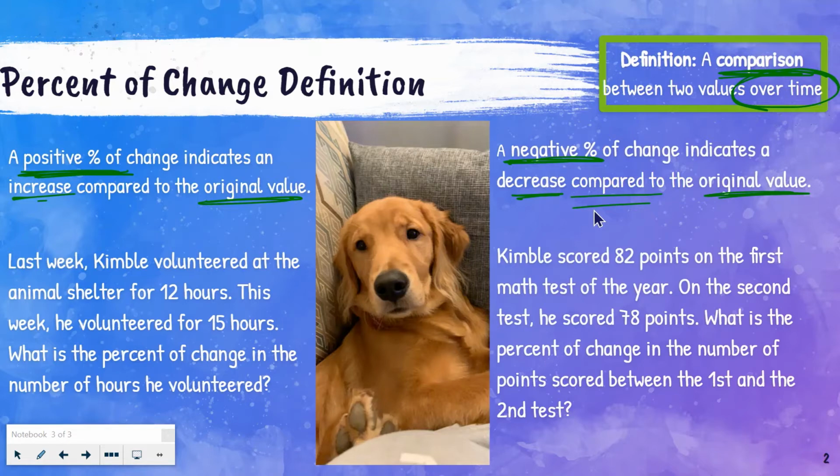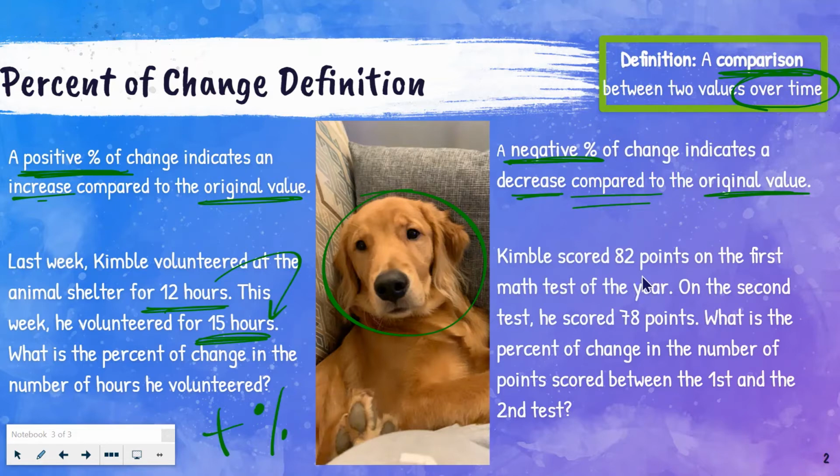So these are just two examples, and we're just going to talk about what type of change it is. Last week, Kimball, that's my dog there, volunteered at an animal shelter for 12 hours. This week, he volunteered for 15 hours. That is an increase going from 12 to 15. What is the percent of change in the number of hours he volunteered? It will be a positive percent of change. We'll actually find what that number is in a second.